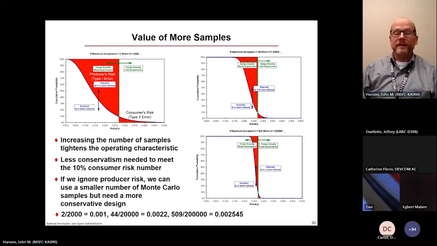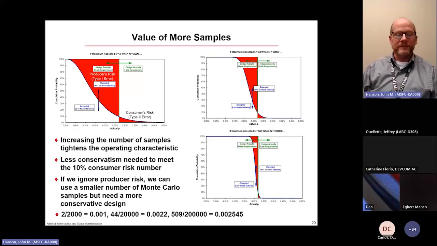So there's less uncertainty, you don't have to be quite as conservative, and I'll show why that's the case in a second. And then the bottom one there is 200,000 cases where we accept 509. So each of these three gives us the same 0.27% failure rate. But in order to know that we have good, we have to be more conservative when we run fewer Monte Carlo samples.